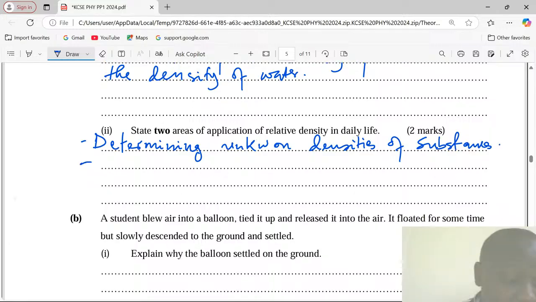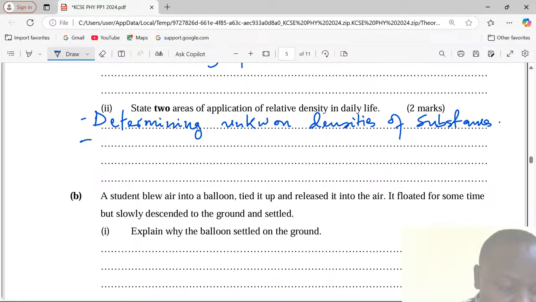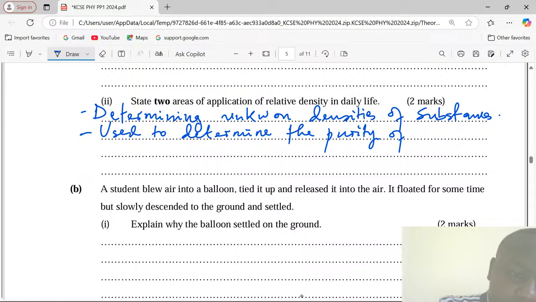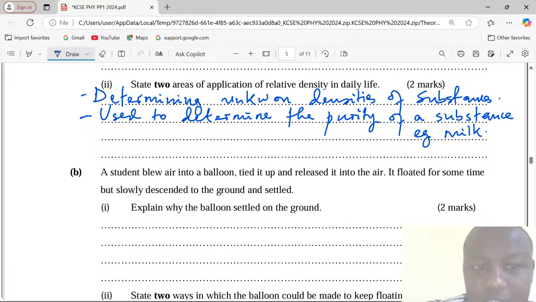There are many uses. We can just give two of them. It is also used to test the purity of substances like water, to determine the purity of a substance. For example, we can talk of the density of milk, among many other applications in real life.